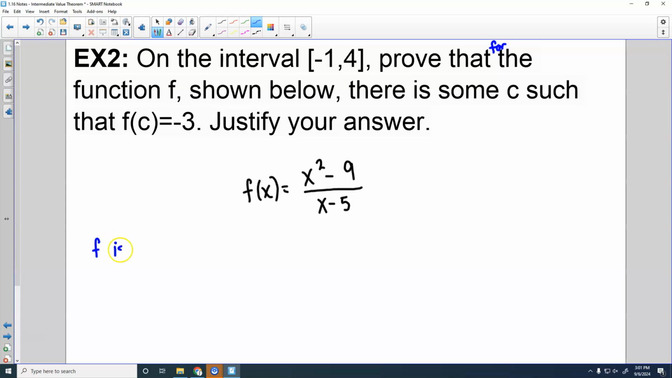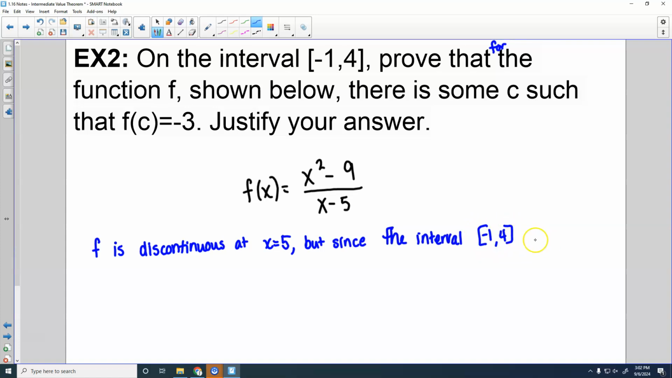F is discontinuous at x equals 5, but since the interval -1 to 4 does not contain 5, f is continuous on that interval. Can you just say it's continuous on that interval? Do you have to put that before?